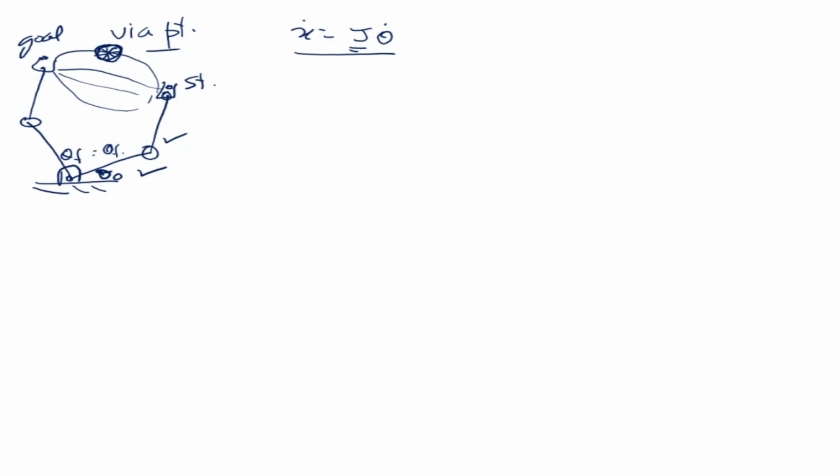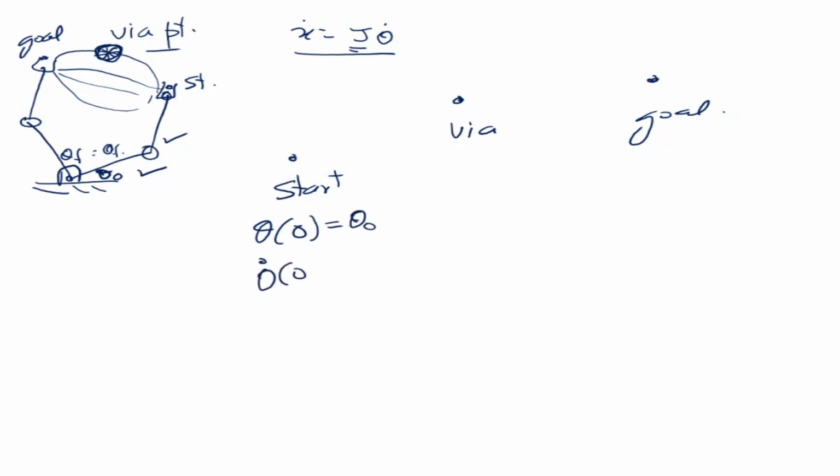Now let me explain it like this. This is goal, this is via, and this is, sorry, the other way around. So what we can say is the start point is here. Okay, start, via, and goal. What we said in the previous case is that the start and the goal have the constraint that the manipulator is at rest. Okay, so here theta at 0 is equal to theta naught, and theta dot at 0 is equal to 0. That's the start point. That remains.